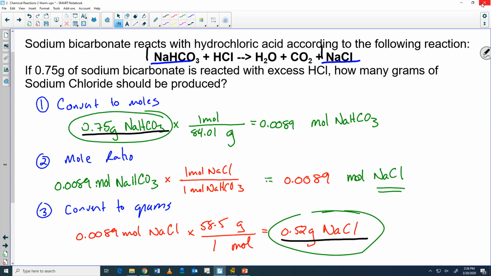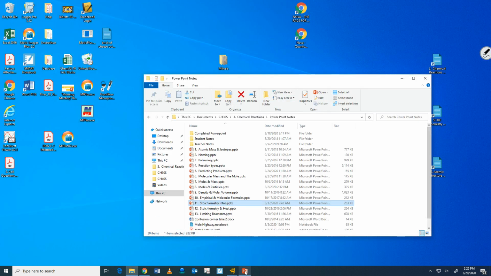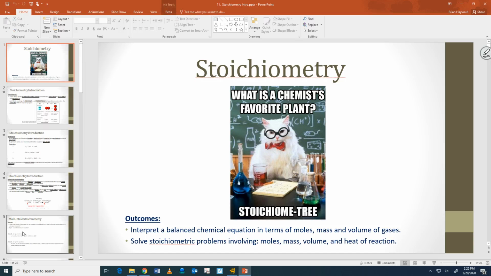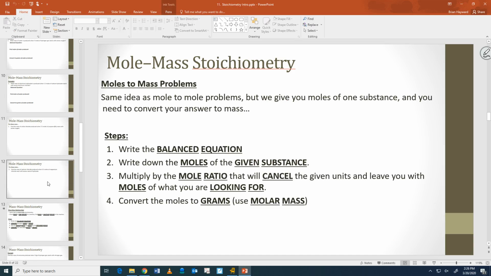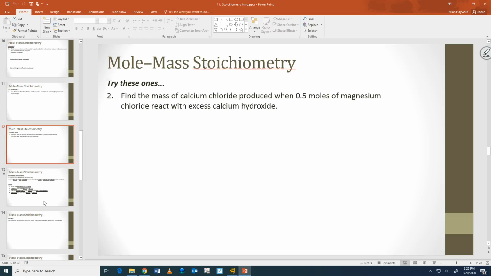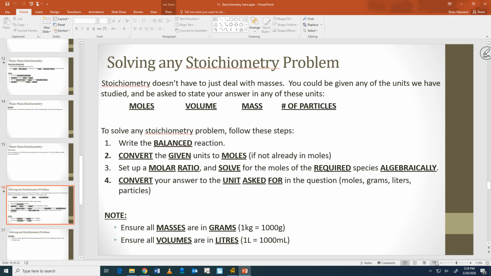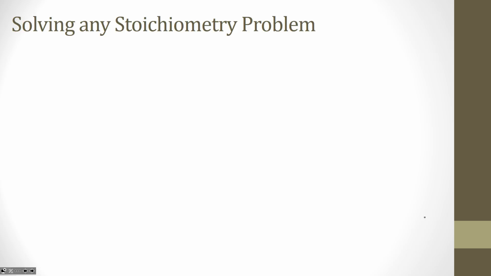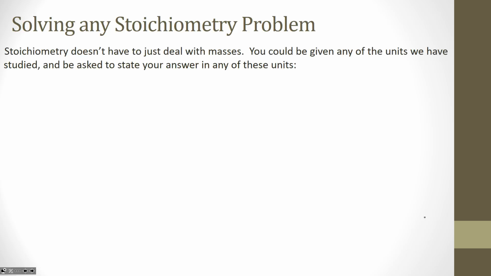Anyways, today we're going to combine things together, and that means we're going to finish off our notes on stoichiometry. So we're down here, solving any stoichiometry problem. It should look something like this. Again, we don't have to deal with just masses. We can be given any units and put our answer in any units they ask for. Here are all the different units we've been working with so far. Eventually we'll get molarity in there, but that's coming down the road.